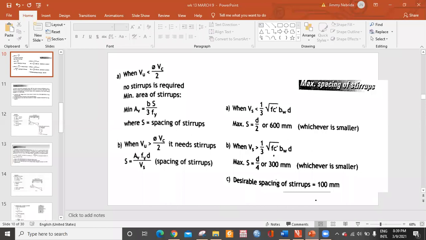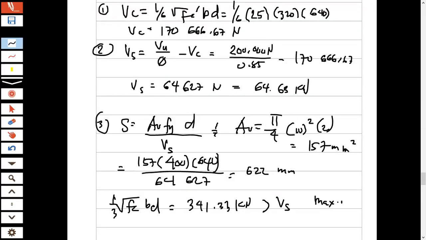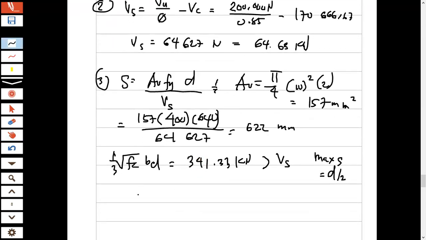Okay? So, it should be maximum S is equal to D over 2. Okay. Ano yung D natin? D is 640. Therefore, use spacing D over 2. Ano? D over 2 is 640 over 2, which is 320 millimeter. Masyadong malaki. Hindi siya masyadong realistic. Anyway, for the sake of calculation, yun ang tama. Ano? Although yung na-calculate nyo 622, hindi yun ang gagamitin.